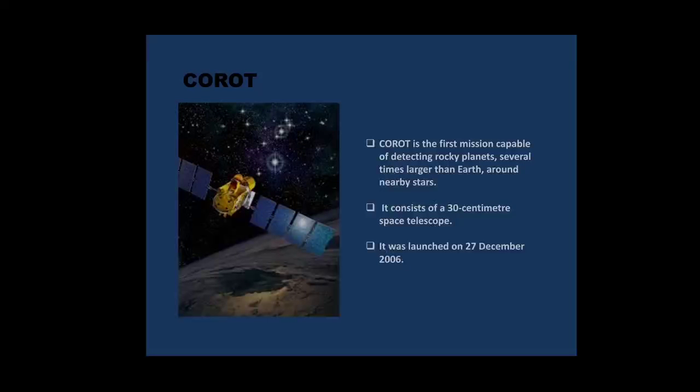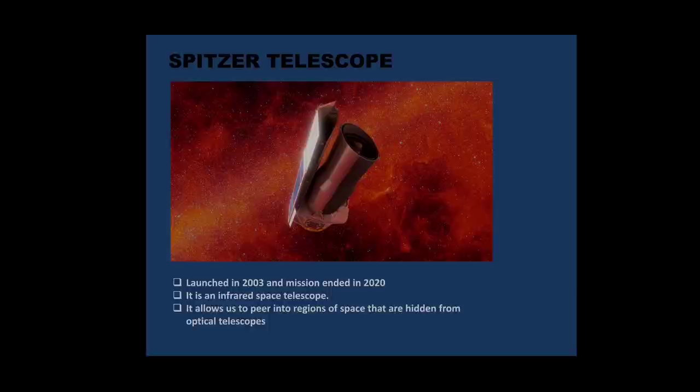It is the first mission capable of detecting rocky planets several times larger than Earth around nearby stars. It consists of a 30 centimeter space telescope. It was launched on 27 December 2006. And the last one is the Spitzer telescope. It was launched in 2003 and its mission ended in 2020. It is an infrared space telescope as it can peer into regions of space that are hidden from optical telescopes.